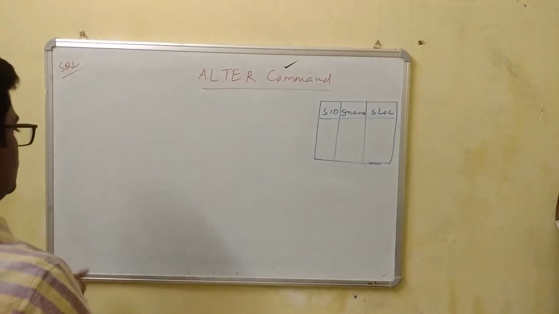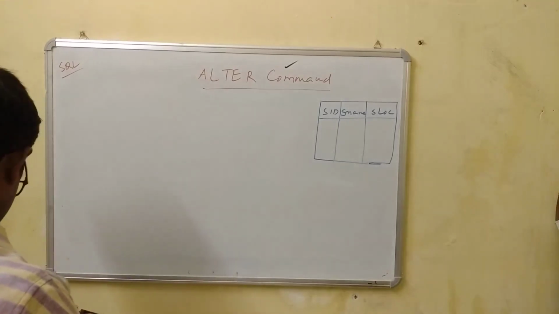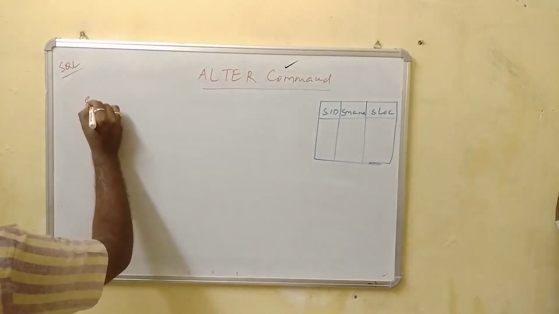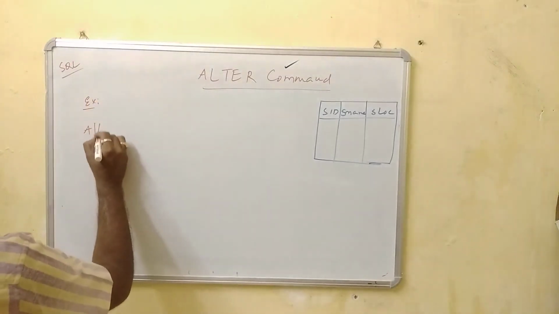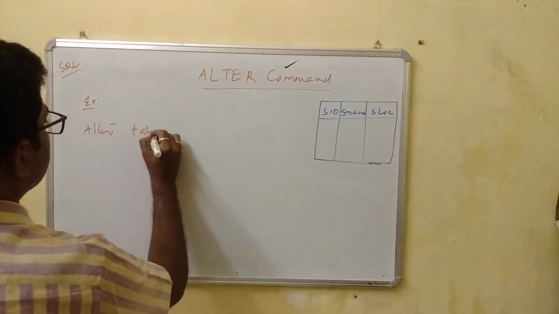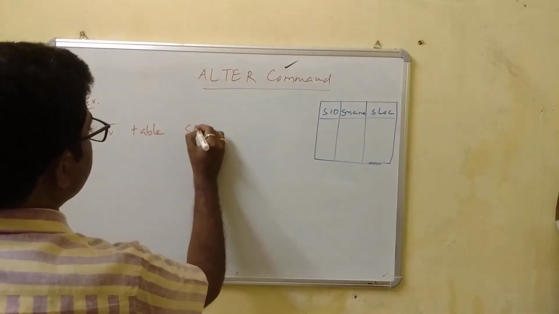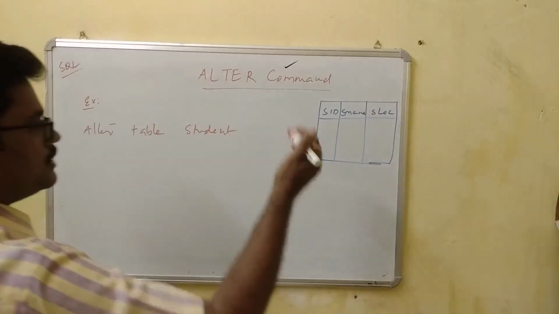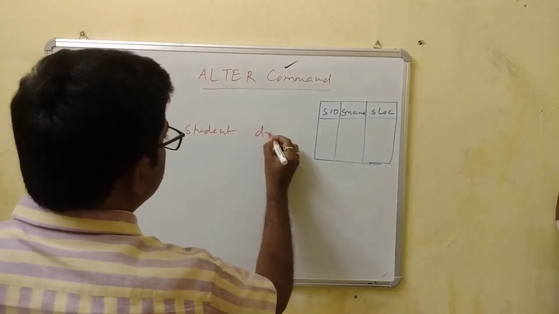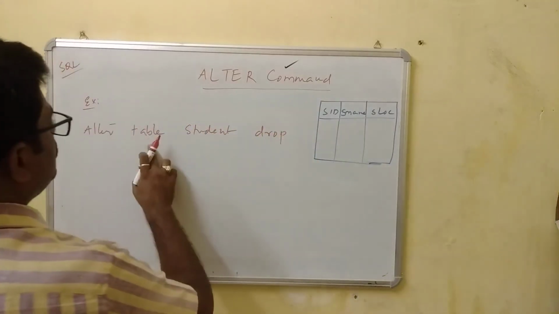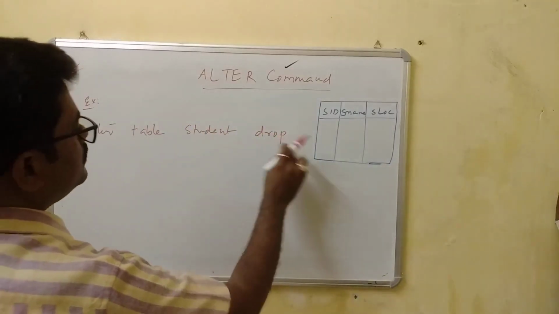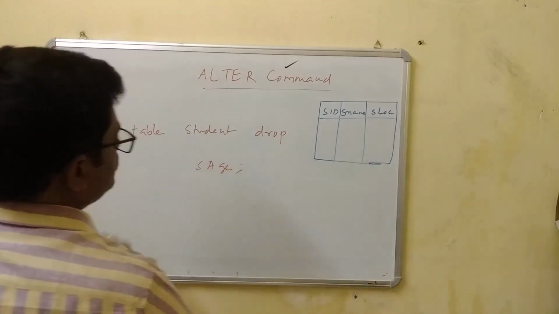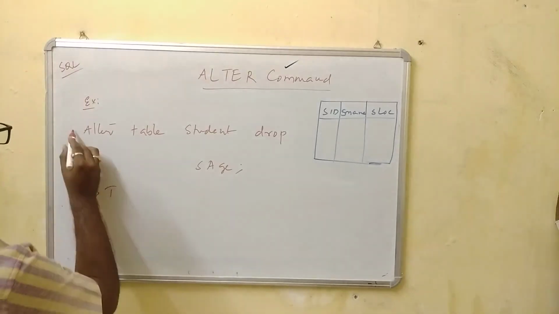Now we will go with the third one, which is deleting a column. How to delete a column? Take an example. In the similar way, alter table, name is student. Now you want to drop SName or SAge, which is newly added. Then we have to write: alter table student drop SAge. Now the table is altered.